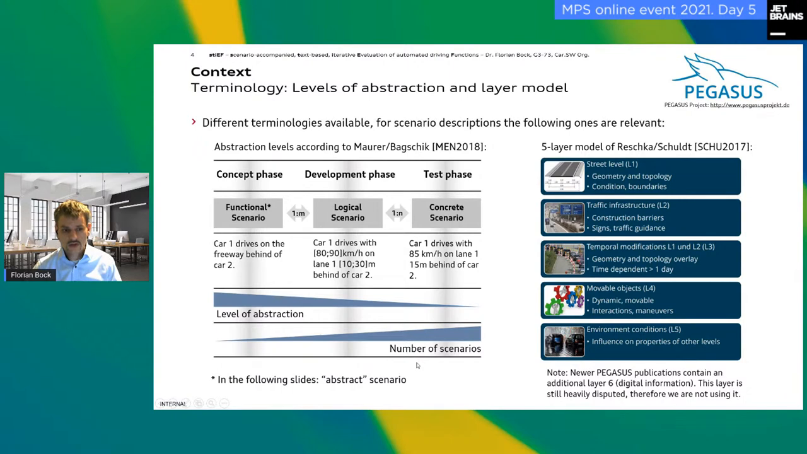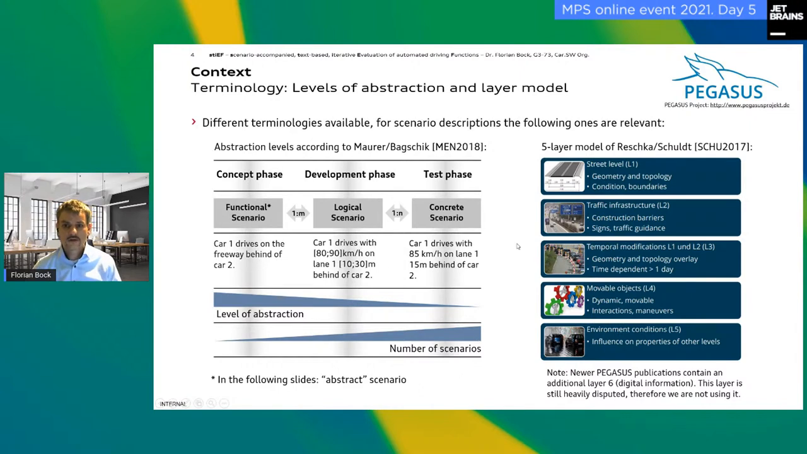For the rest of the talk, I will always use the term abstract scenario for a functional scenario. The reason is quite easy. In the automotive industry, we are always talking about function development, so if one reads functional scenario, it's always misleading for us. Therefore, I call it abstract scenario.